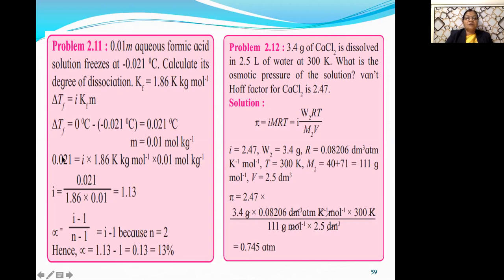So try to solve the examples which are given in the exercise. In the next lecture, we will see the remaining points from the chapter.